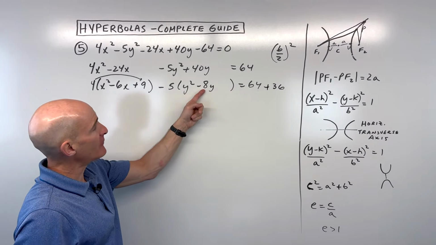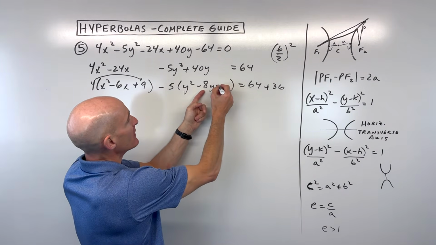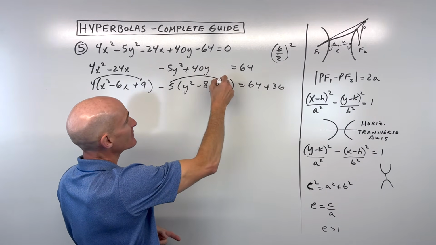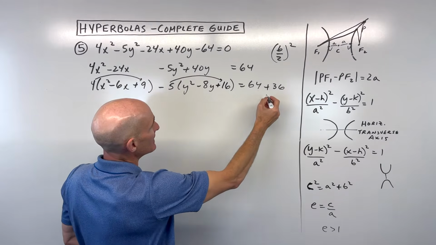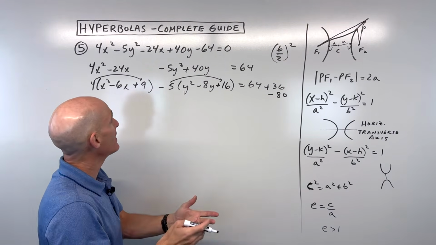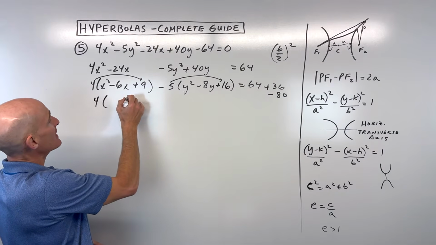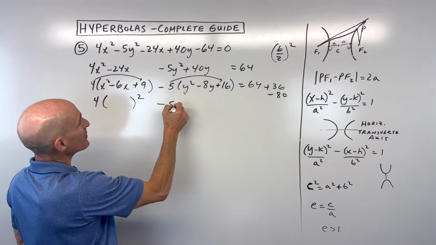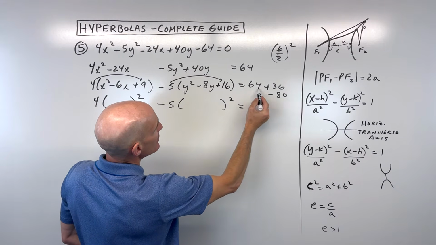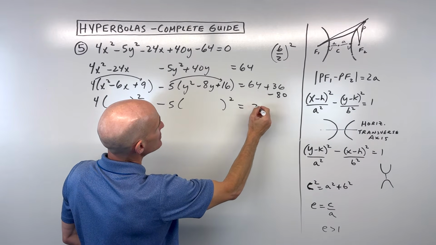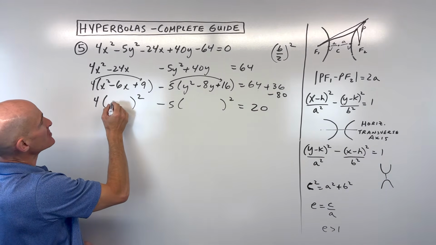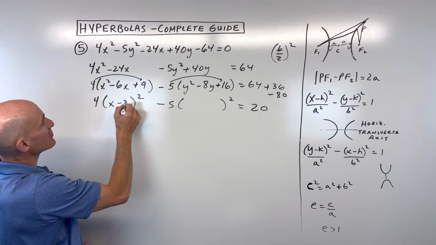Over here, half of negative 8 is negative 4. Negative 4 squared is 16, but it's actually negative 5 times 16, which is negative 80. So we have to add a negative 80 to the other side to keep it balanced, right? Now we're going to factor this, and it's going to be a binomial squared. So this comes out to 100 minus 80, which is 20. And when you factor this perfect square, it's going to come out to x minus 3 squared.